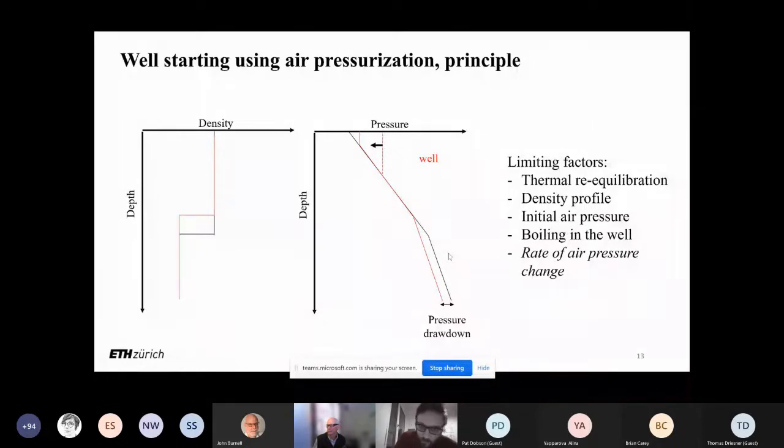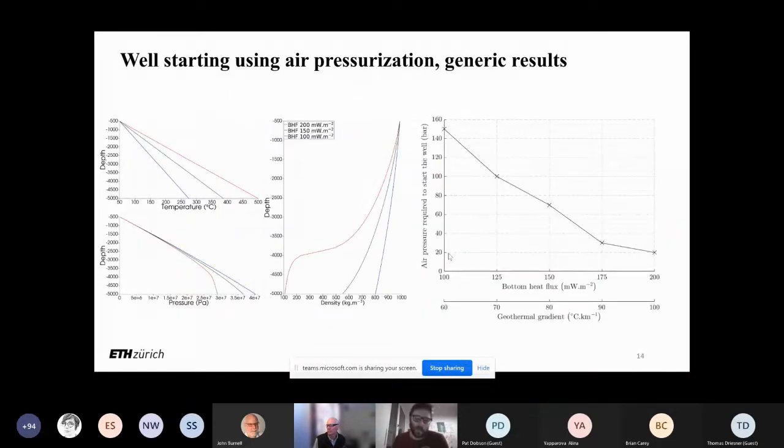And so this is something I did, with something very generic. I took formations 5 kilometers deep with different bottom heat flux. You can see here 200, 150, 100 milliwatt per meter squared. And then I just generated some homogeneous geothermal gradients through the formation, with an increasing geothermal gradient like this.